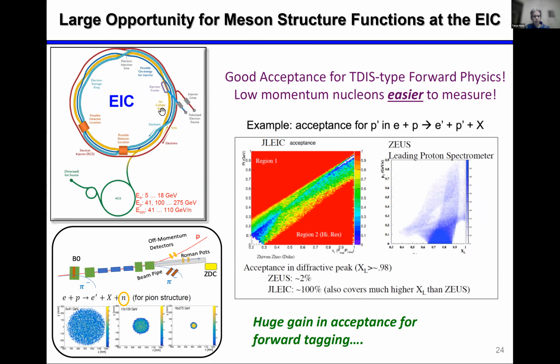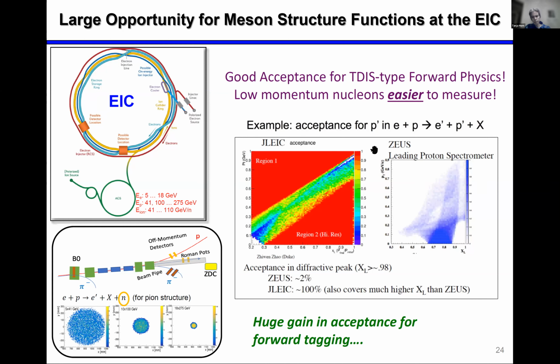Here, for people who have not seen it before, this is just a schematic of the EIC as it will be built at Brookhaven National Lab. And the energy is available for electrons and protons, and also for ions. In this case, what is most important is that these measurements will have a great acceptance for these types of forward physics measurements, and the low momentum nucleons will be easier to measure.